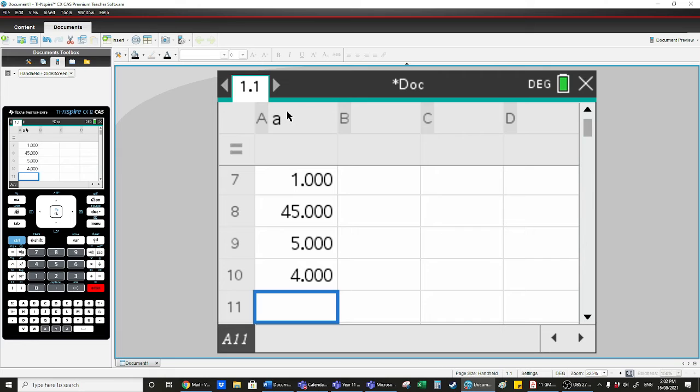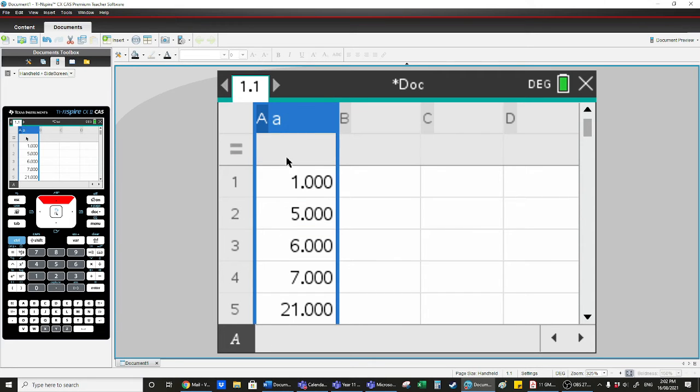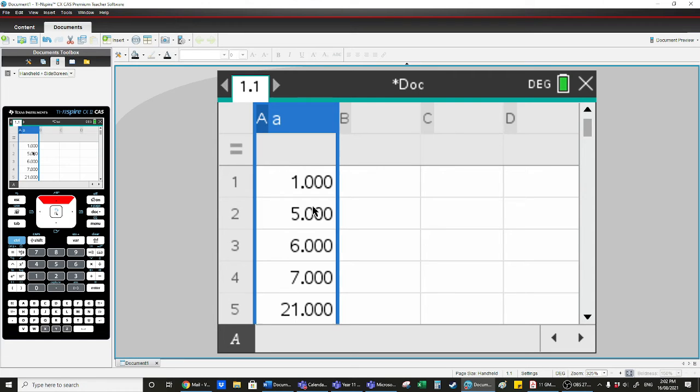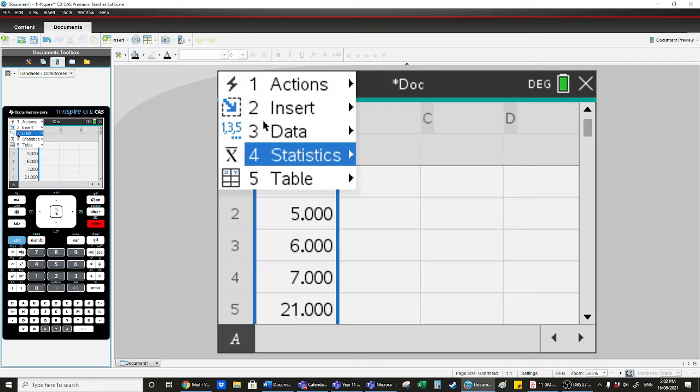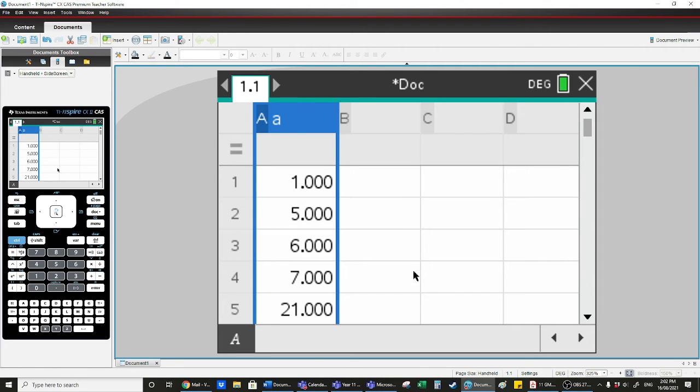Okay. Once you've done that, scroll all the way to the top until you highlight it like I have. So even when you get to the A, push up one more time and menu, action, sort. And then just click OK, and it will put these numbers in order, which will help you in constructing your stem and leaf plot.